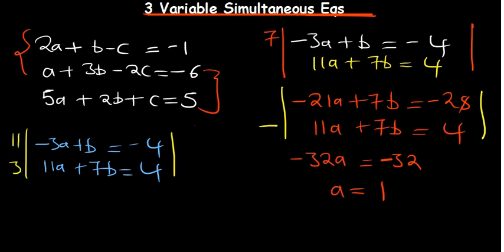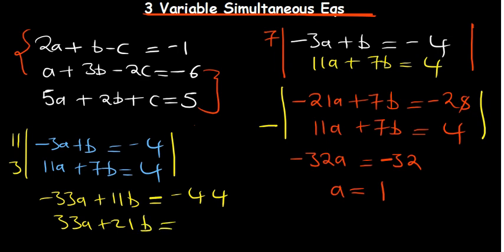So 11 times 3 is negative 33a plus 11b equals negative 44. And then you have 33a plus 21b equal to 12. So we can just add: negative 33 plus 33 is 0, and then 11 plus 21 is 32b, and then negative 44 plus 12. You can think of it as though you're subtracting, but get the sign from the bigger number. So that's going to be like 32, but negative. So b becomes negative 1.